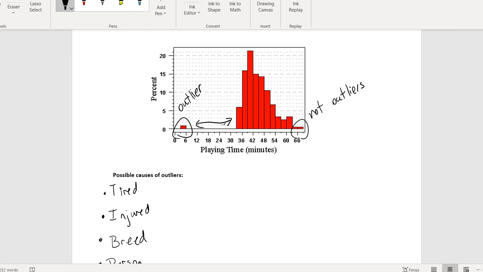Now, here's something I notice when I look at this outlier, is that the playtime was between 3 to 6 minutes, right? Well, most of our other data is between 30 to 60 minutes. So another possible cause of this outlier could be a typo, or it could have been misentered data.